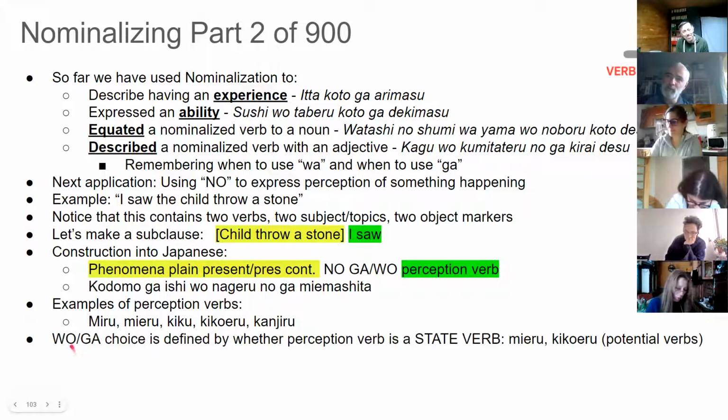So whether we use ga or o with a perception verb depends on whether we're using a state verb. Amongst these perception verbs, the only state verbs are mieru and kikoeru. So these use ga, for mieru and kikoeru. For all the other perception verbs, we use o.